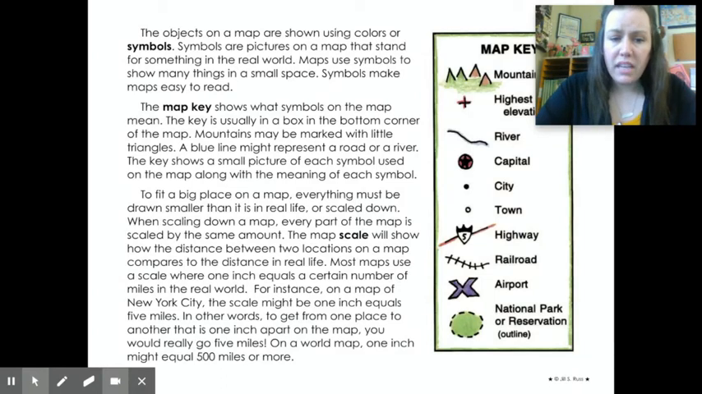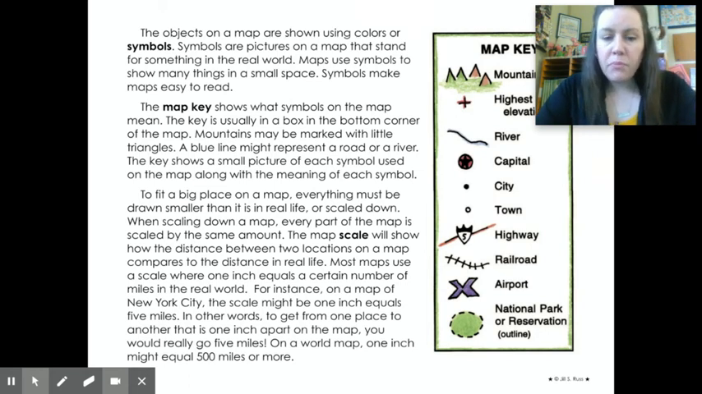Most maps use a scale where 1 inch is a certain number of miles in the real world. So for example, on a map of New York City, the scale might be 1 inch equals 5 miles. In other words, to get from one place to the other, that is 1 inch apart on the map, you would really go 5 miles. On a world map, 1 inch might equal 500 miles or more.